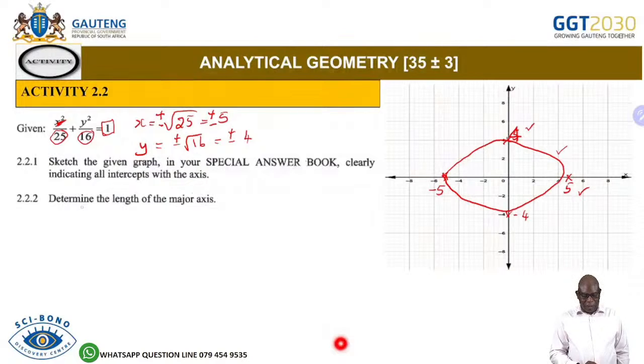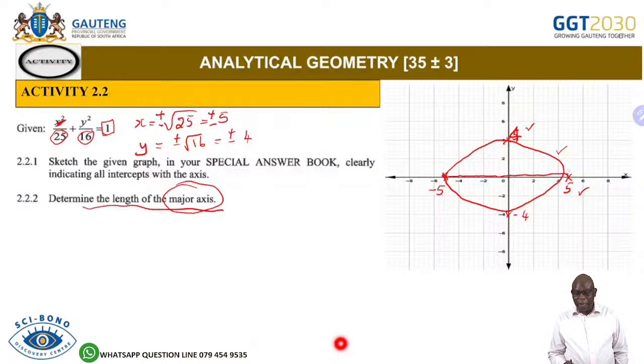In this one, they even give you the bonus mark, which is determine the length of the major axis. So the major axis is this line here, because major means big, minor means small. So this is the longest line on the axis. The longest line is this one, because that one is from 4 to negative 4. This one is from negative 5 to 5. So we need to find the length of this line. So the length of that line is nothing else but 10.